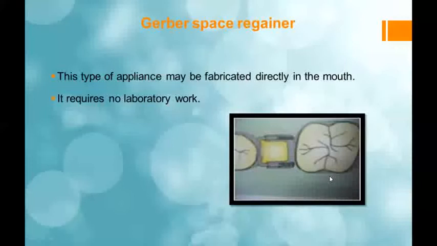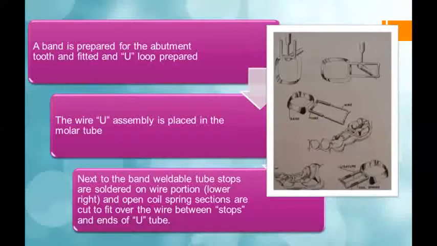Now the Gerber space regainer. This type of appliance may be fabricated directly in the mouth, and it requires no laboratory work. For fabricating this, a band is prepared for the abutment tooth and fitted, and a U-loop is also prepared. The wire U assembly is placed in the molar tube, and next to the band, weldable tube stops are soldered onto the wire portion, and an open coil spring section is cut and fit over the wire between the stops and the end of the U-tube.